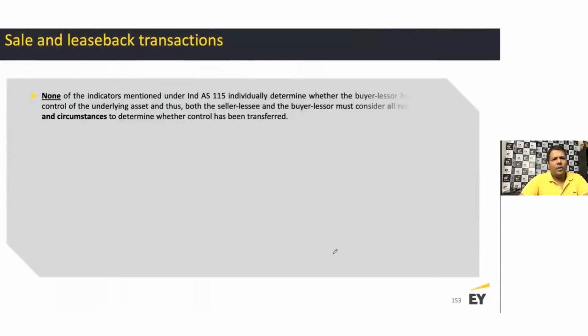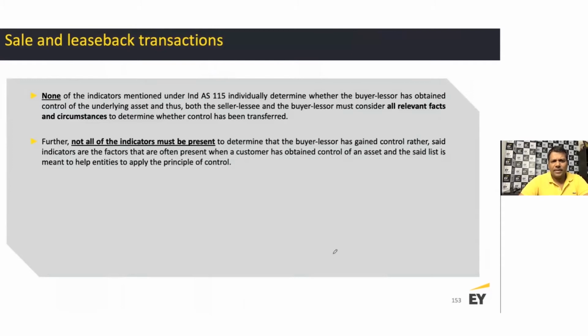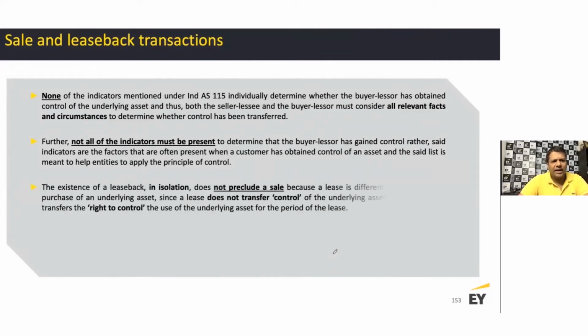Now, none of the indicators mentioned under 115 individually determine whether the buyer-lessor has obtained control. So essentially, when you are applying Ind AS 115, you have to look at the substance of the arrangement. The existence of a leaseback in isolation does not preclude a sale. Just because there's a leaseback does not mean that there is no sale, because a lease is different from the sale or purchase of an underlying asset.